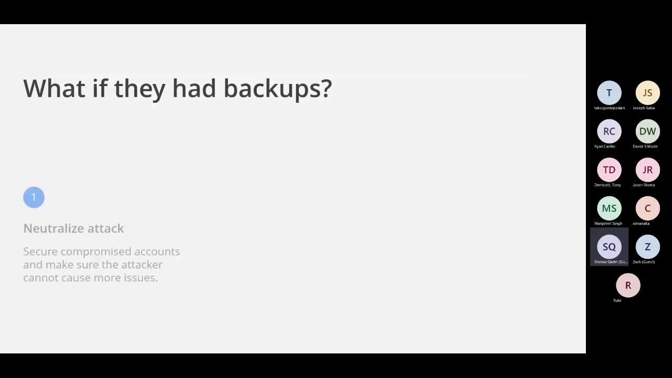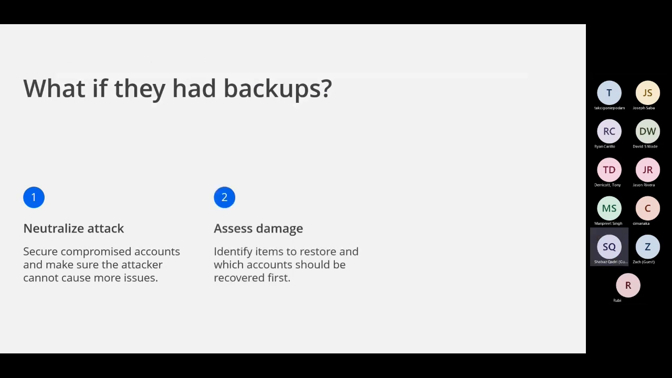If a proper backup and disaster recovery plan was in place, they could have stopped the attack by identifying the compromised accounts and blocking the attacker from doing damage. Then they just need to identify the missing and deleted data and ultimately determine what needs to be recovered. Then simply restore the data and get the company back up and running.